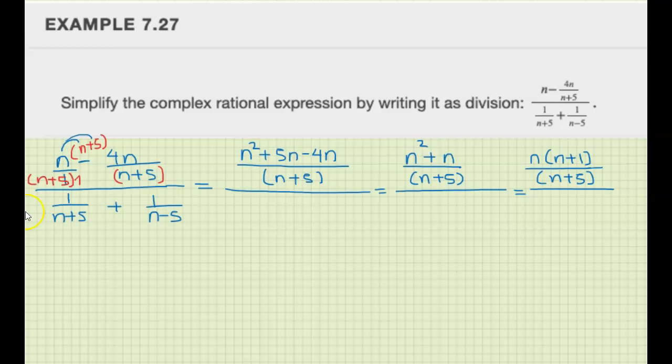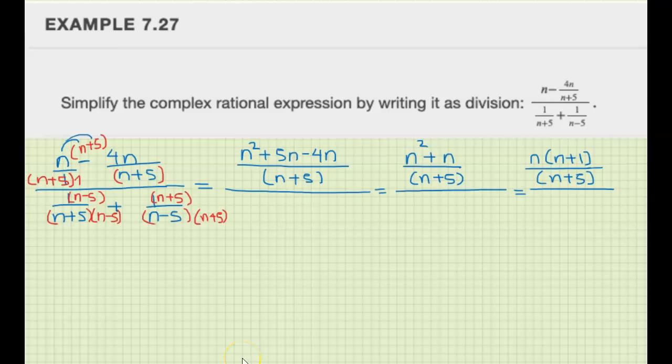All right, now let's look at the bottom. So our denominators are n plus 5 and n minus 5. So this gets multiplied by n minus 5, and on the top too. This gets multiplied by n plus 5, and also on the top.